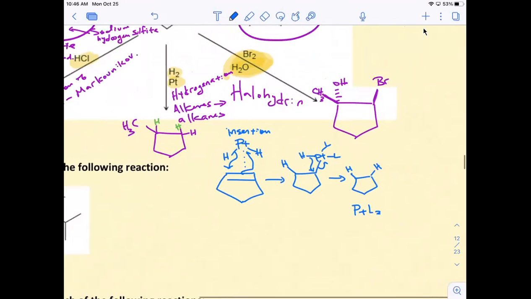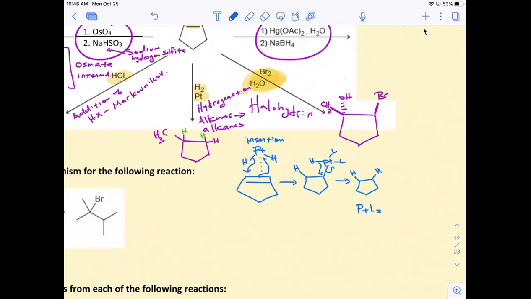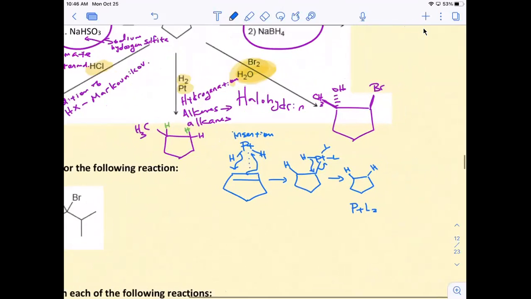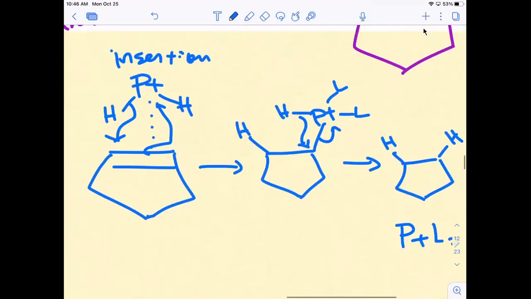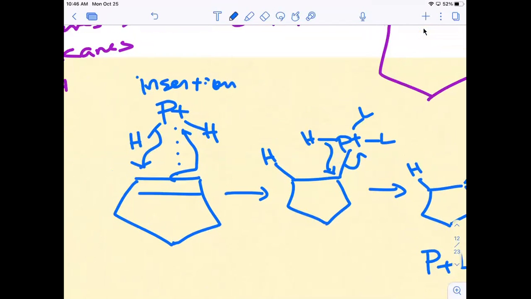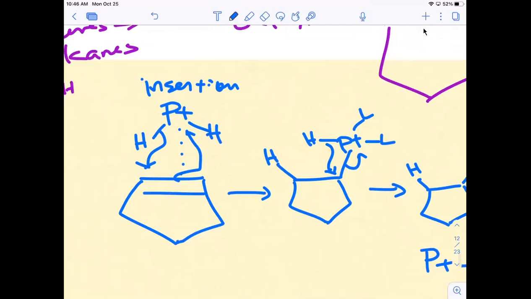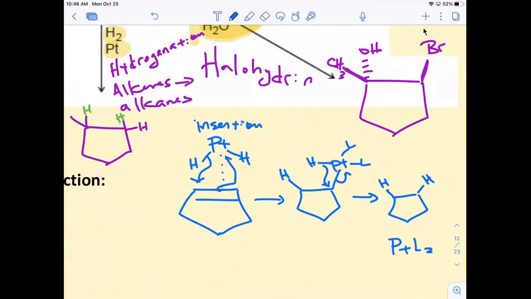Does that say platinum? Go ahead. Does that say Pt L2? Yeah, because it's not just platinum. Platinum does exist on its own, but when you use it as a catalyst, more than likely it's going to have something attached to it, some type of ligand attached to it. In this case, I think it's platinum oxide, so it's PtO2. So it's got two oxygens attached to it. But again, I'm trying to keep this as generic as possible, just so we can get the gist of what's happening.